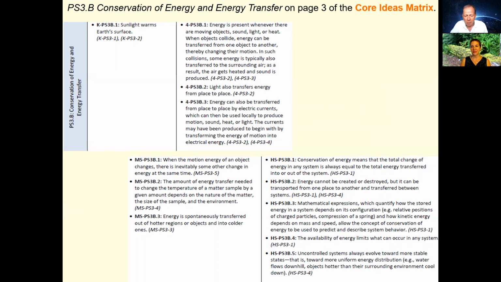And I want to move to the bottom of the high school, that last idea, which is really generalizing the idea that Stacy talked about in middle school, the idea from energy spontaneously transfers out of hotter regions into colder regions. This idea in high school talks about systems evolving towards more stable states. And a more stable state is a state, for example, where we're moving from hotter to cooler, but also, for example, where water is flowing downhill. And you see the examples here.